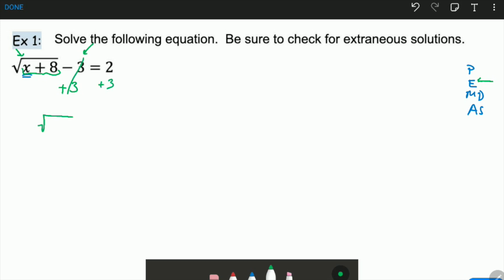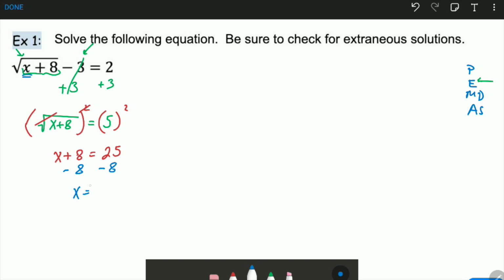That will give us the square root of x plus 8 is equal to 5. Now, to get rid of the radical, the opposite of square rooting something is to square both sides. So I'll square both sides here. Squaring a square root, those are opposites, and will cancel out, leaving me with x plus 8 equals 25. Then we'll finish it off by just solving what we have. So we'll subtract 8 from both sides and get x is equal to 17.